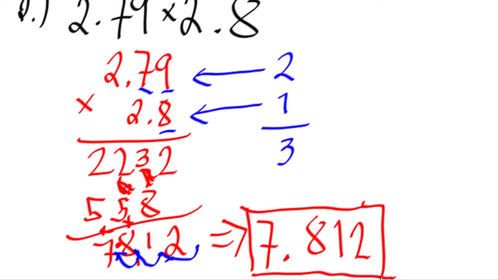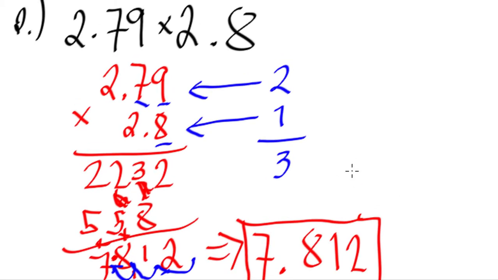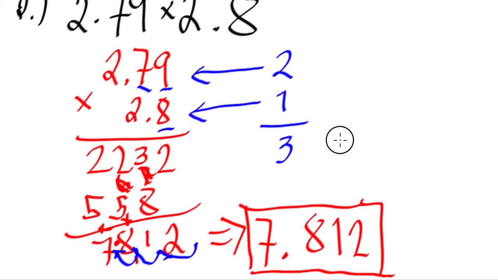7.812. Okay, so that's our answer for number 2. 2.79 times 2.8 is 7.812. Okay, so for our next example, let's write it here. We have a lot of space here to the right of it.